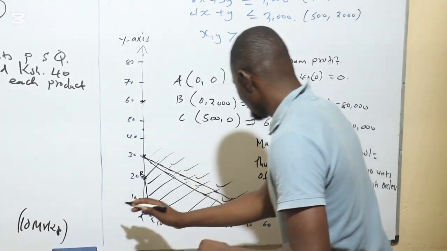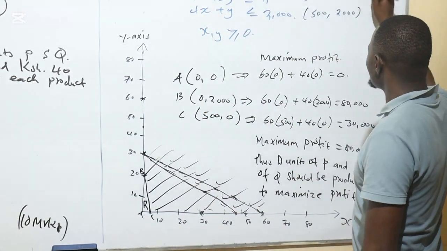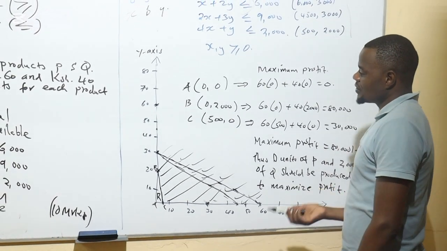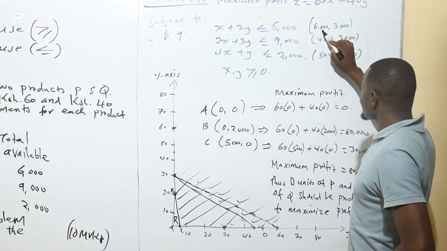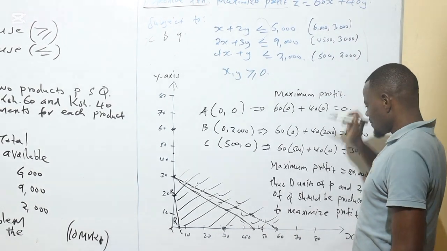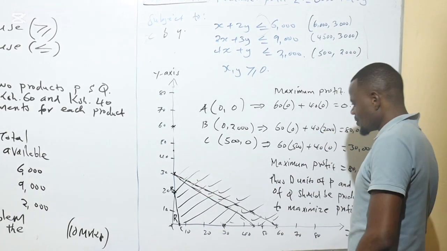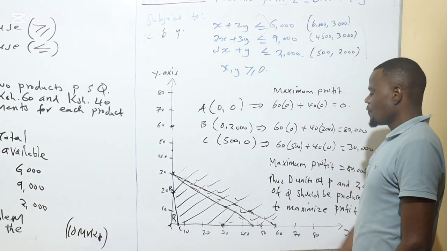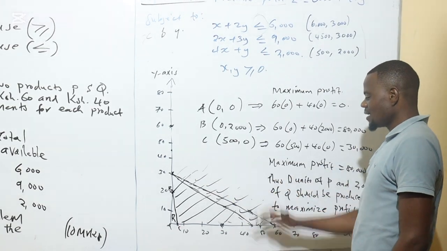So draw your Cartesian plane. Choose a very nice scale that will accommodate your values. So I've tried to reduce mine. So the first constraint is 6,000 and 3,000. 6,000 is here, 3,000 there. Join using a continuous line and always shade the upper part for a maximization problem. So you shade that area, you don't want that area.